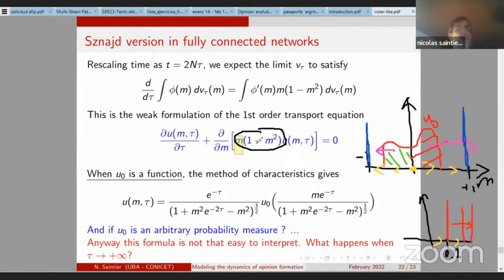It can give you time to consensus, okay? How much time do you need to wait before almost everybody in the population thinks all plus one or all minus one, which is so important, right? And you can do everything because you get the solution to the equation explicitly. So that's pretty cool.